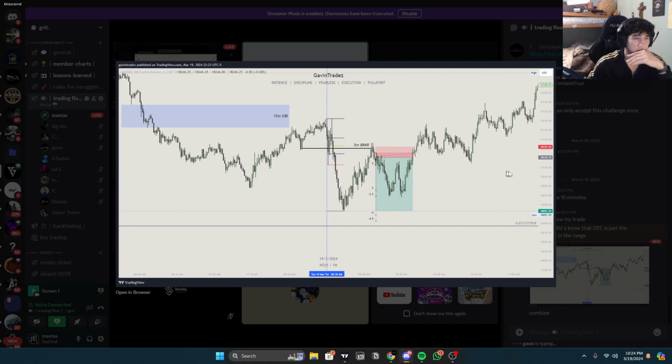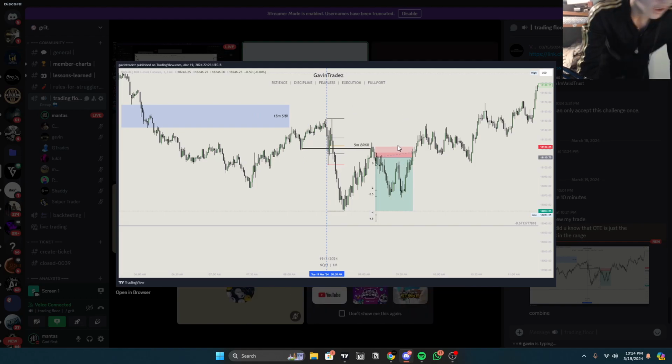The 5 minute breaker is valid. Plus, we also have a 15-minute bearish fair value gap. Yeah, you didn't really do anything wrong, actually. I think a lot of people would have taken this trade too.